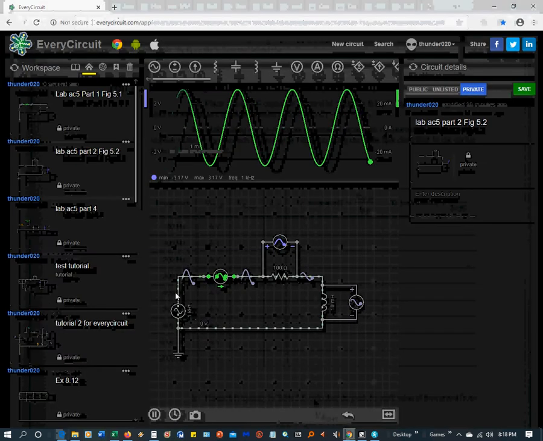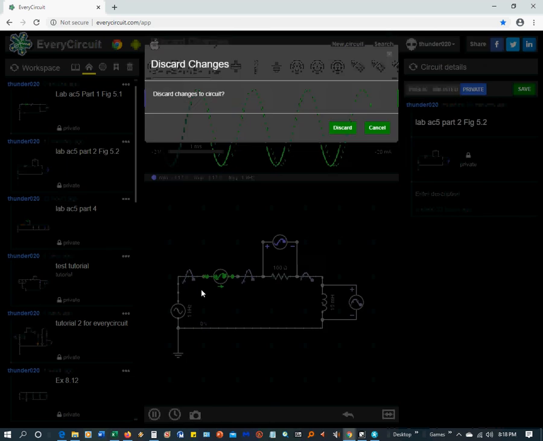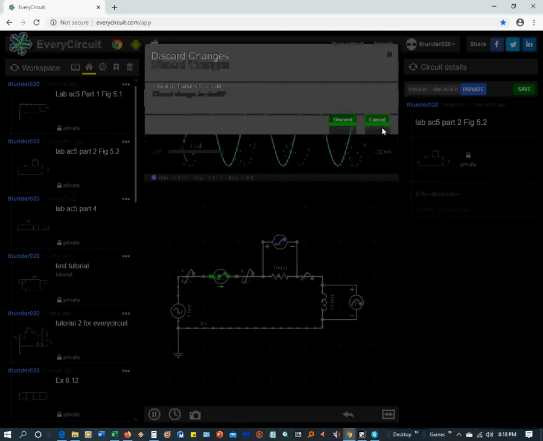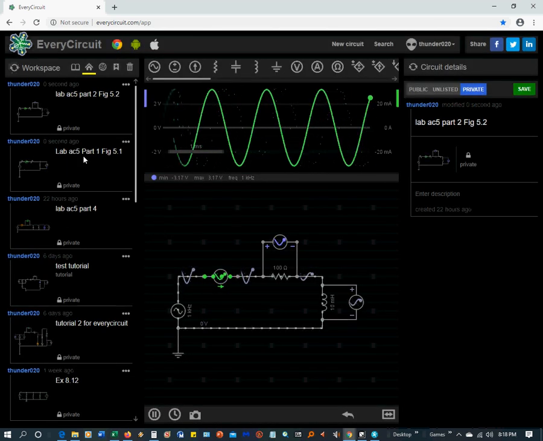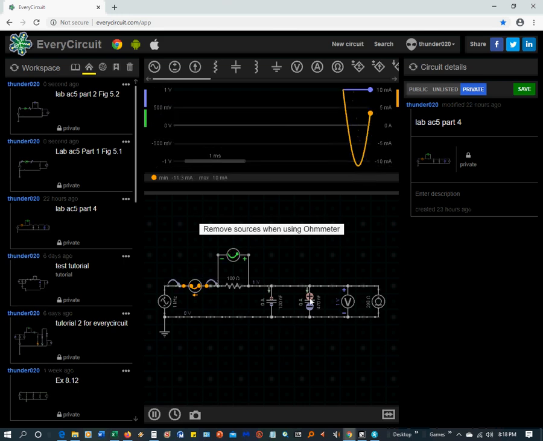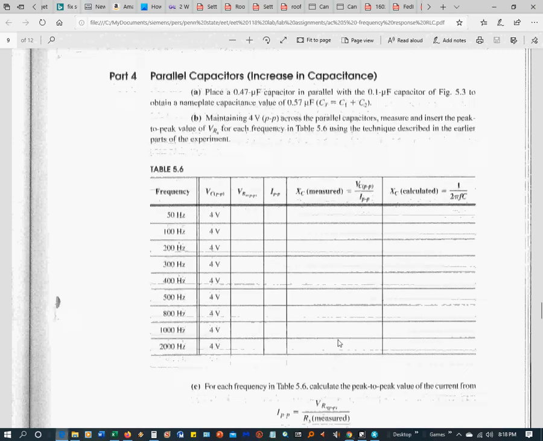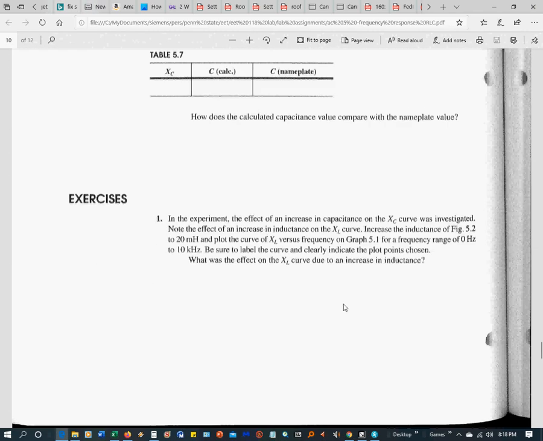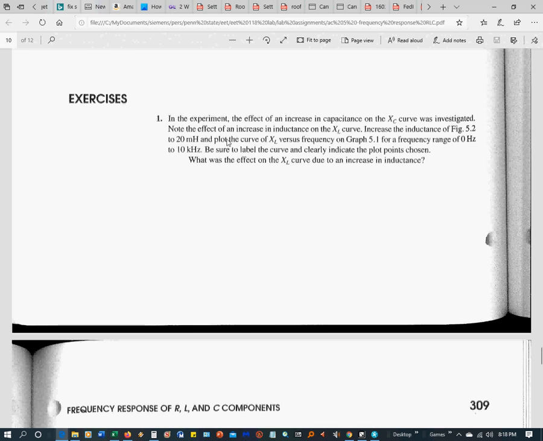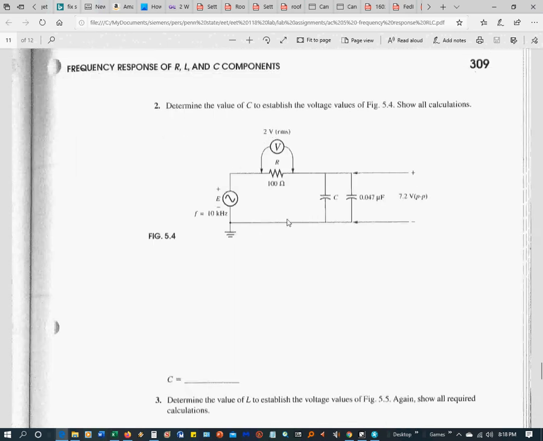You are going to, I gotta save this first. You're going to add another capacitor in series with this capacitor, and then you just take the same measurements and answer more questions. And then again, this exercise wants to know what would happen if you made this 20 millihenry. So you can change this from 10 to 20 and find out.